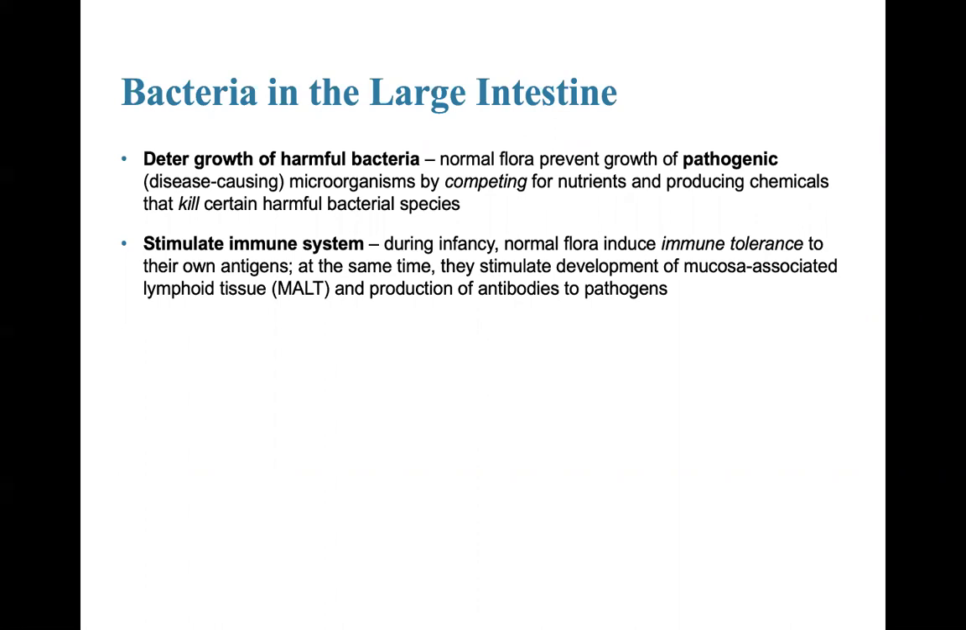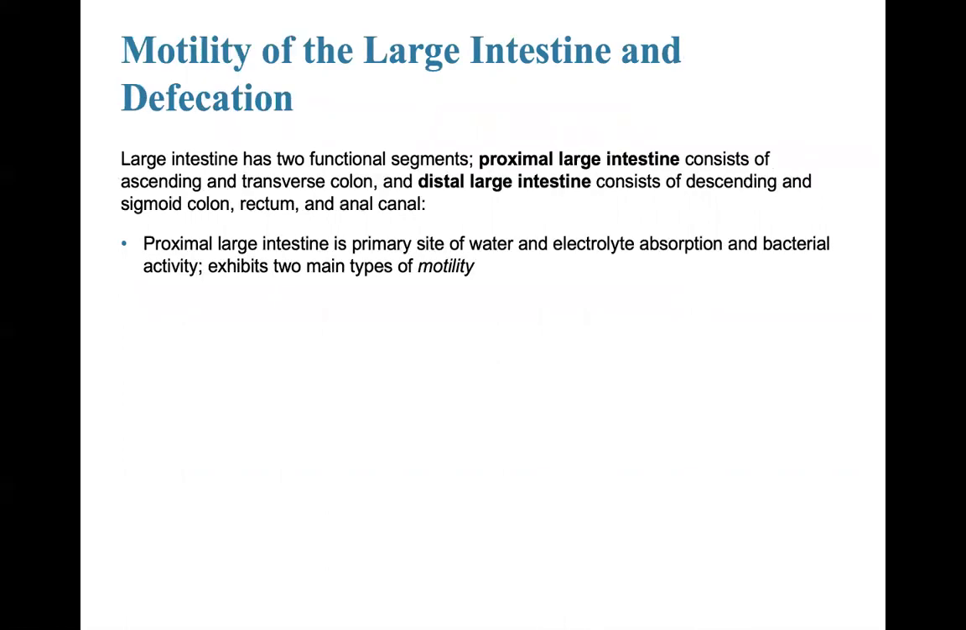Bacteria in the large intestines will also stimulate the immune system. During infancy, normal flora will induce immune tolerance to their own antigens. At the same time, they stimulate the development of mucosa-associated lymphoid tissue, MALT, and the production of antibodies to pathogens.